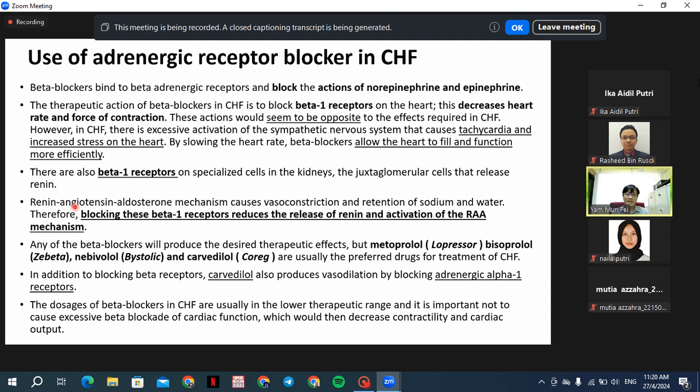We know angiotensin 2 will cause vasoconstriction, isn't it? Once vasoconstriction happens, it will increase your afterload. Once you increase your afterload, what will happen? Your heart will need to work more. So instead of relaxing, your heart will work more. Then your heart will undergo more hypertrophic conditions.